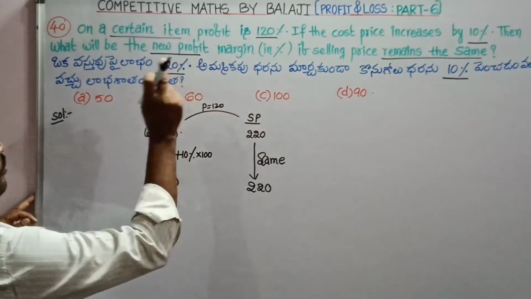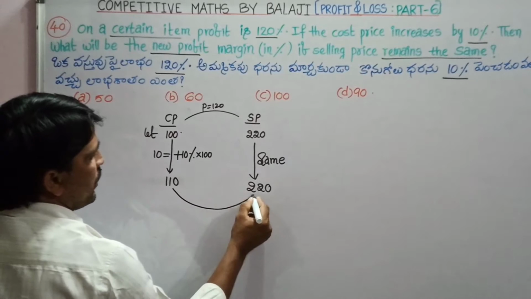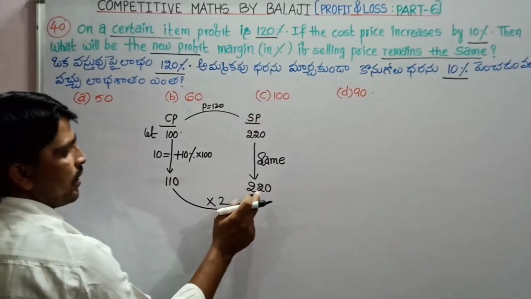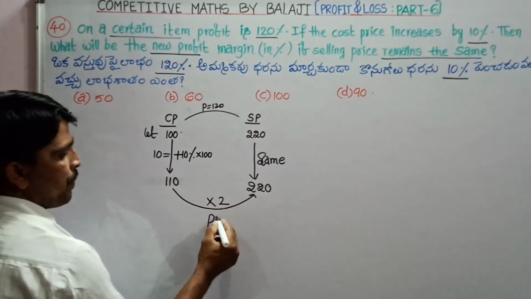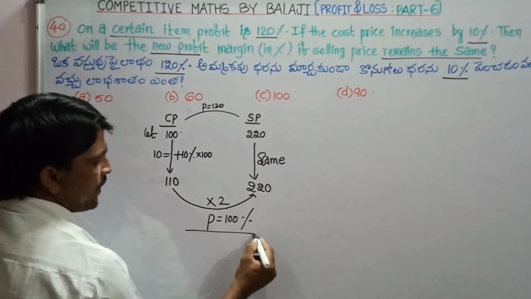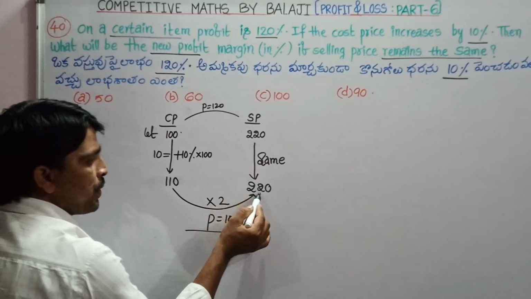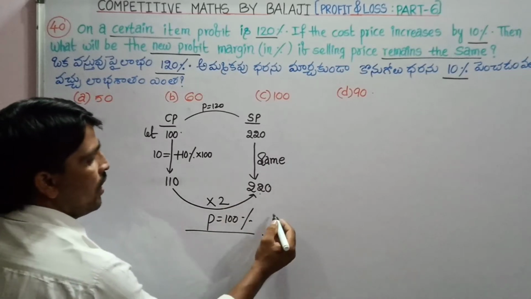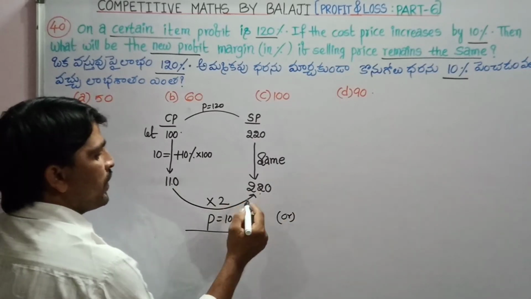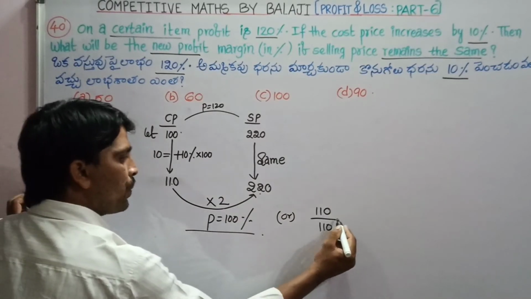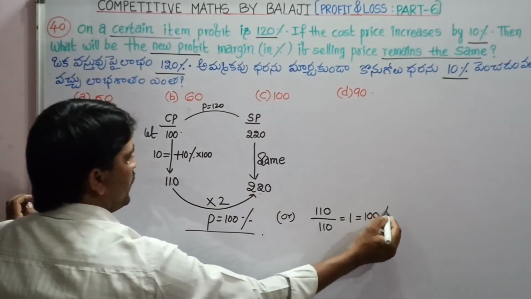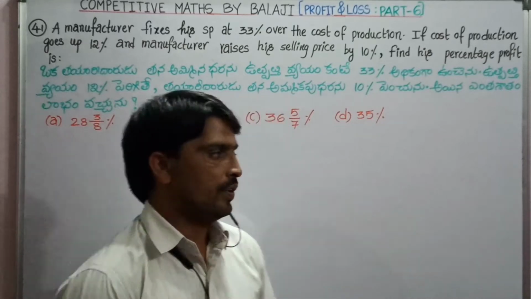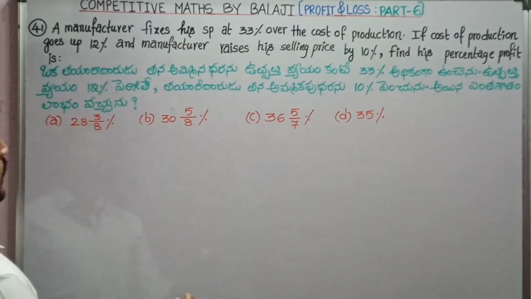Then what is the new profit margin? See here, SP becomes twice the CP. 2 times of CP is SP 220. So there is a profit of 100%, as SP becomes twice the CP. Or otherwise, there is a profit of 110 rupees over 110 rupees. That is 1 unit. 1 unit means 100%. So profit is 100%. Okay.